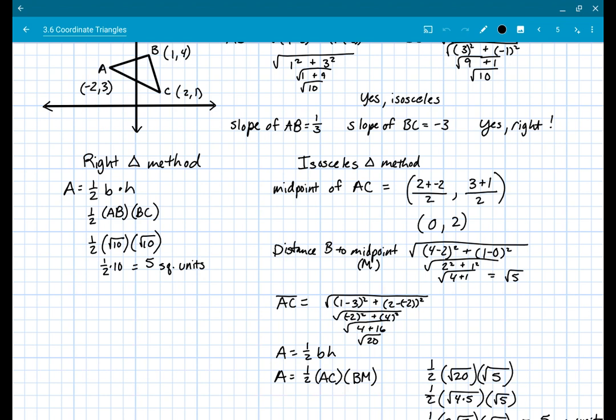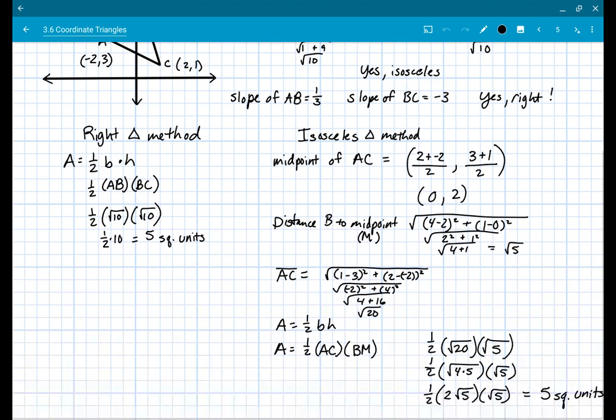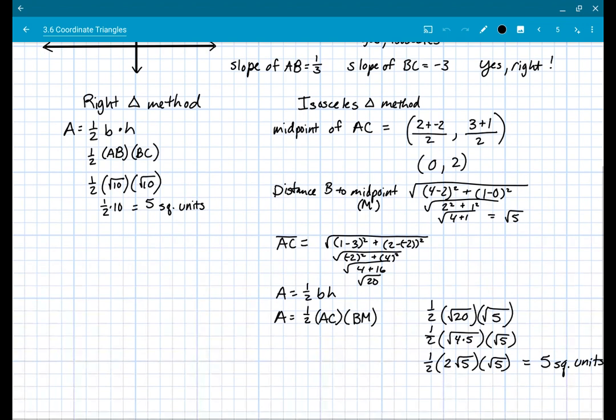And last, we plug it in. 1/2 times the square root of base times height. Now, you can just do the square roots in your calculator. I used a method that you'll learn for simplifying square roots. And I also got 5 square units, so it works either way for this problem because we had an isosceles right triangle.